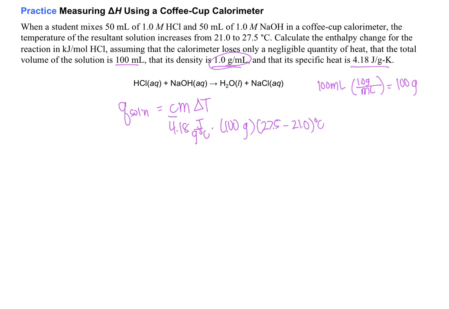Plug that whole thing in, and I get my Q of my solution is 2.7 times 10 to the third joules. We want it in kilojoules, so I'm going to divide by 1,000, so I get 2.7 kilojoules. Now my heat of my reaction is the opposite sign of the heat of my solution, so I'm going to convert that into negative 2.7 kilojoules.